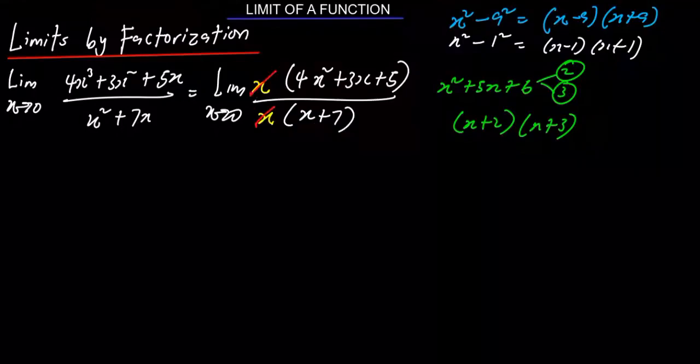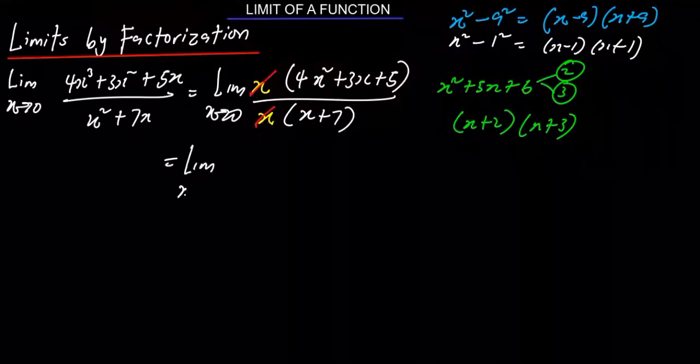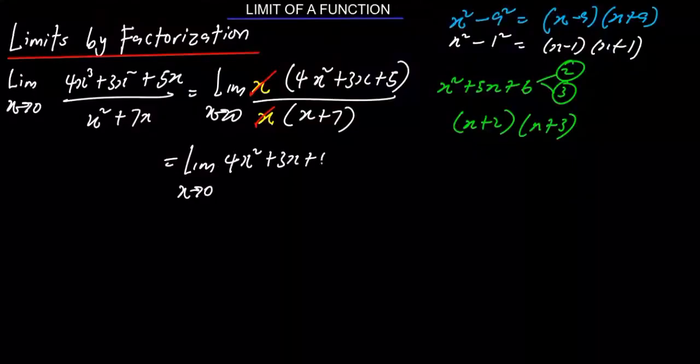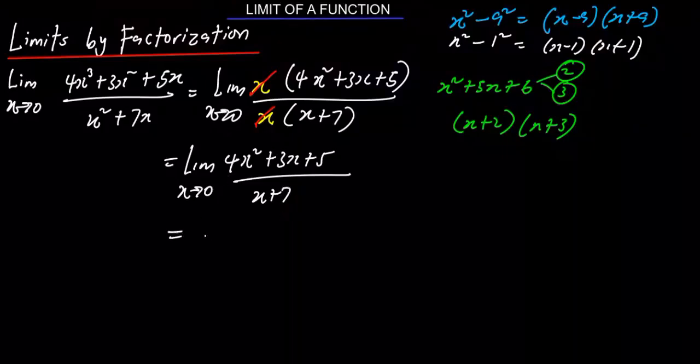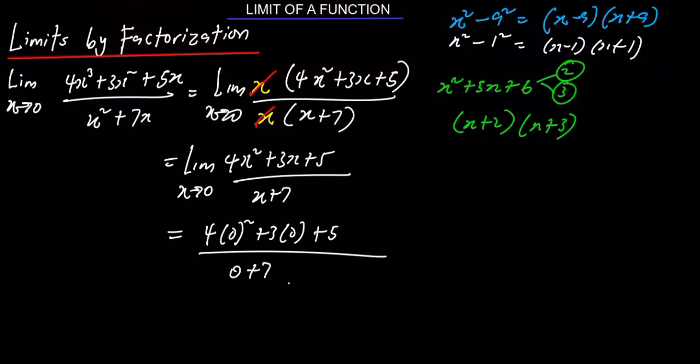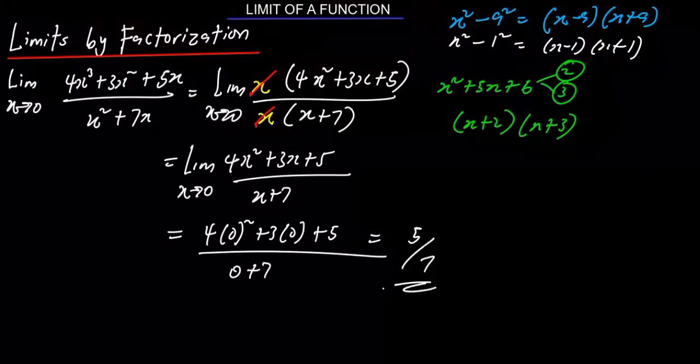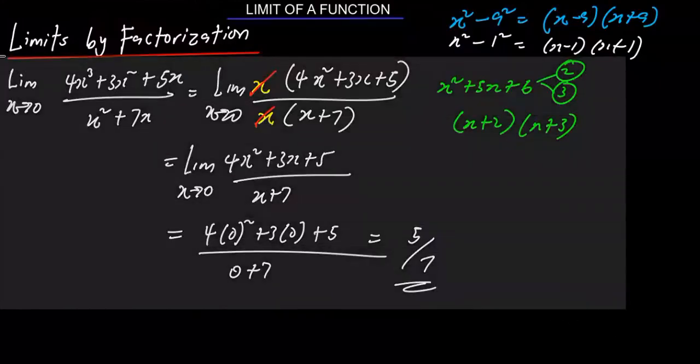So you'll have the limit as x tends to 0 of (4x squared plus 3x plus 5) over (x plus 7). If I substitute x to be 0, you have 4 times 0 squared plus 3 times 0 plus 5, all over 0 plus 7. So this will give me 5 over 7 as the answer to this limit. It's cool, right? Good. Let's take some steps further.